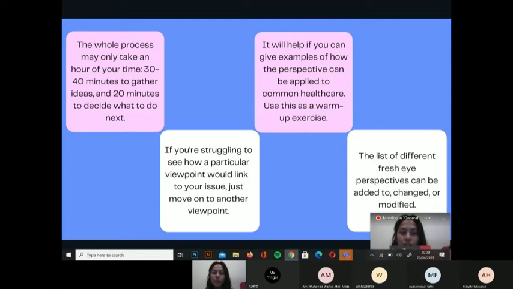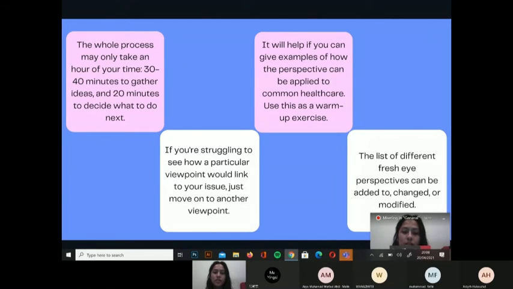The second one is if you're struggling to see how a particular viewpoint would link to your issue, just move on to another viewpoint. It will help if you can give an example of how the perspective can be applied to common healthcare. Use this as a warm-up exercise. For example, ask the group to look at the issue of increasing the take-up of flu vaccinations and consider it through the perspective of a fast food chain, which is weird, but undoubtedly the idea of a drive-thru will come up. And this approach is commonplace in some new countries.